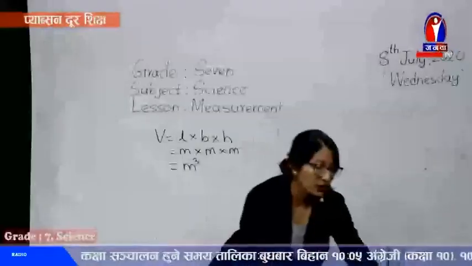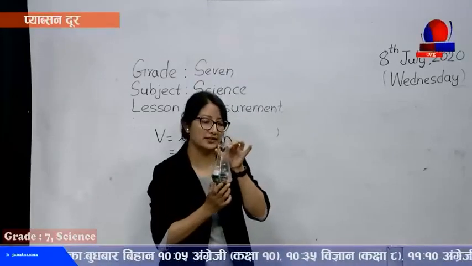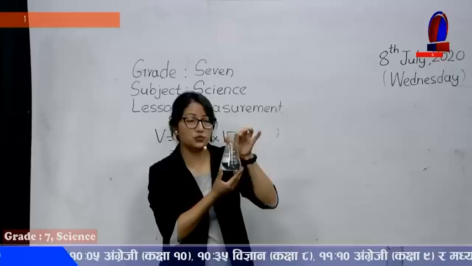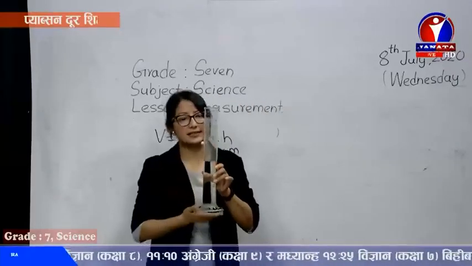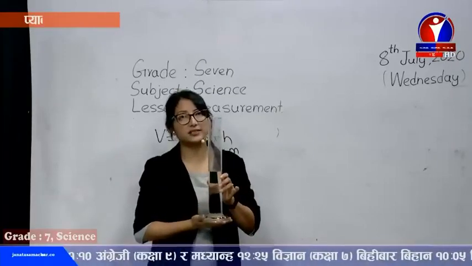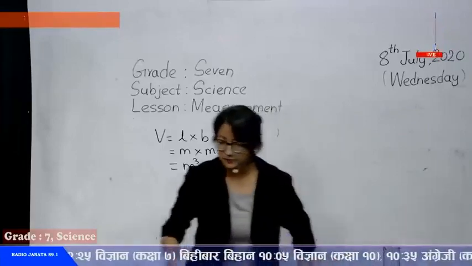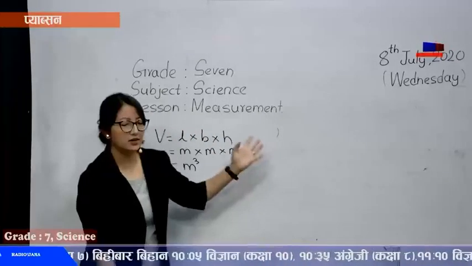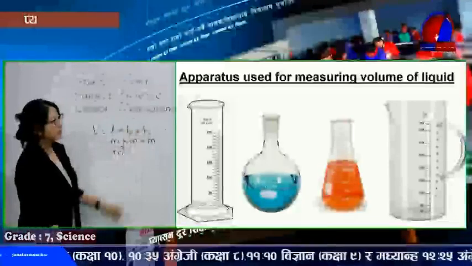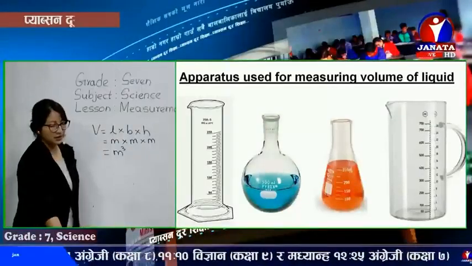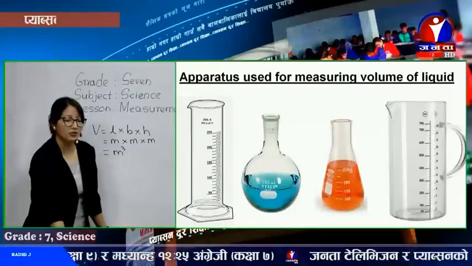We can use a beaker, otherwise we can use different other devices like this, conical flask or round bottom flask. This is a conical flask, see, like this also we can use. Otherwise we can also use a measuring cylinder like this. We can use different devices for measuring the volume of liquid. Here, few more pictures are here. As already demonstrated, the apparatus used for measuring the volume of liquid are measuring cylinder, round bottom flask, conical flask, or measuring can.